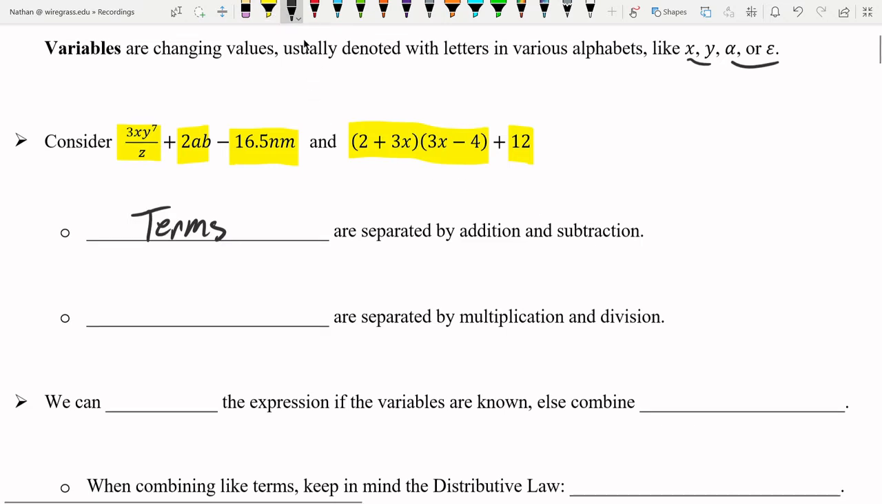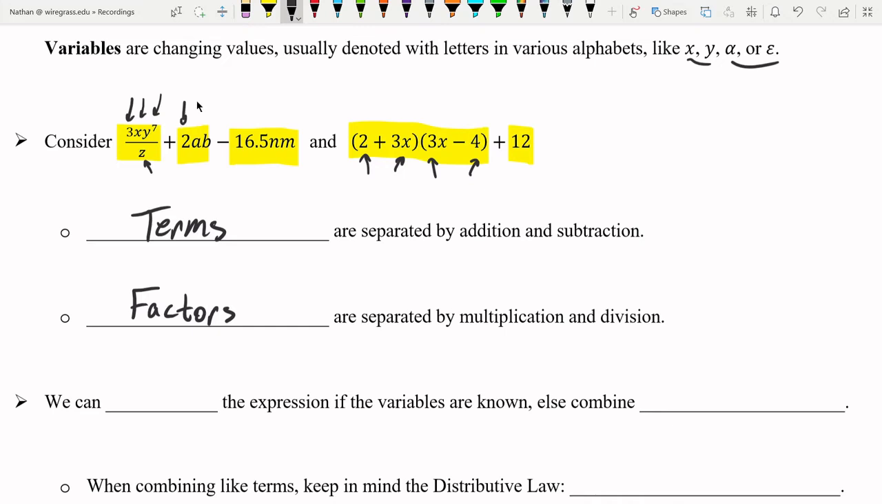The reason why we have two terms and not 2 and 3x, 3x and 4 is because those things are locked within parentheses, and the parentheses are multiplying. And these things are actually what are called factors. Factors are separated by multiplication and division. So within this first expression, inside this first term, we have 3x, y to the 7, and z. These are all factors within this term.